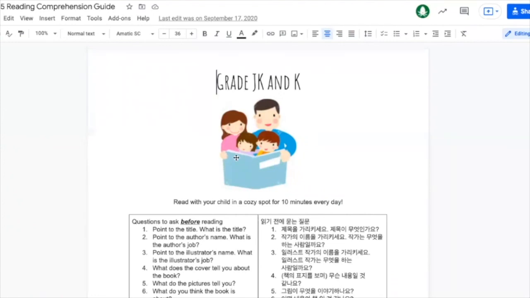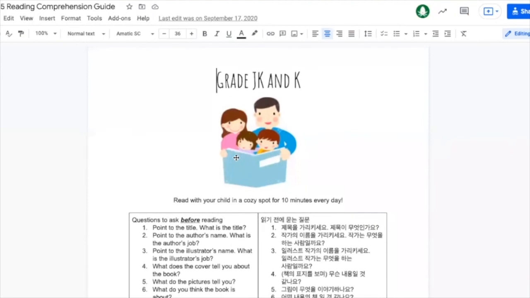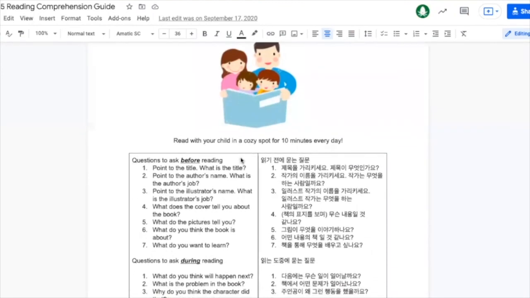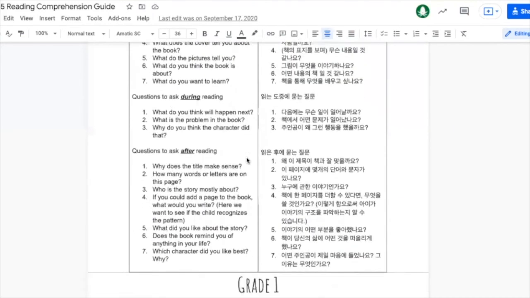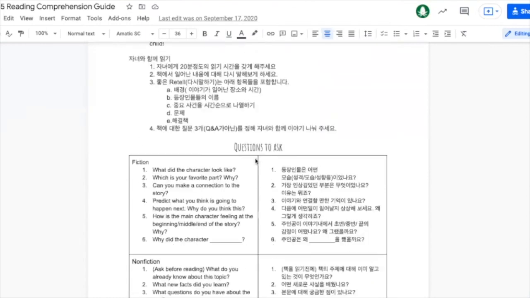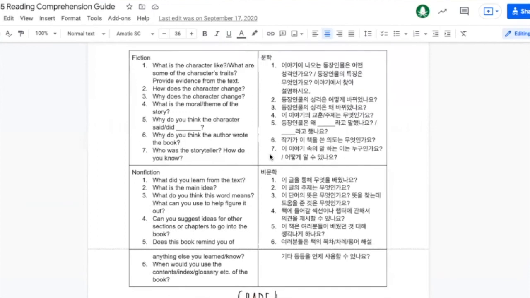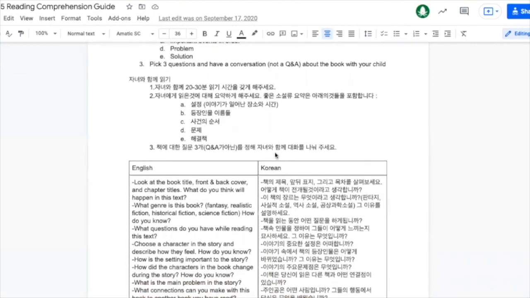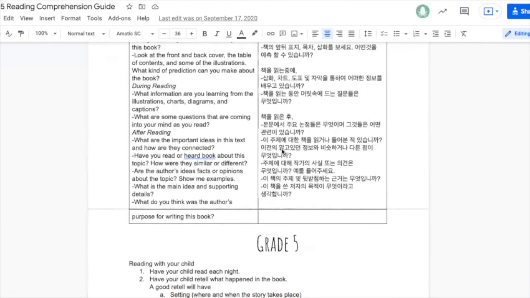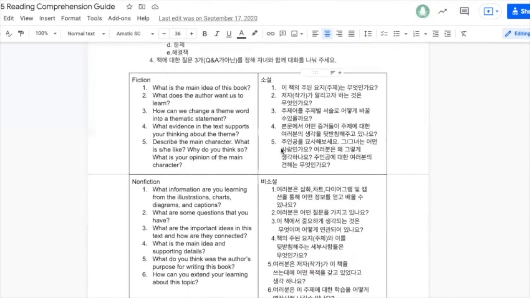So as you can see, there are questions here from JK to kindergarten in English and Korean, grade 1, English and Korean, grade 2, grade 3, grade 4, grade 5, and questions for fiction books and non-fiction books.